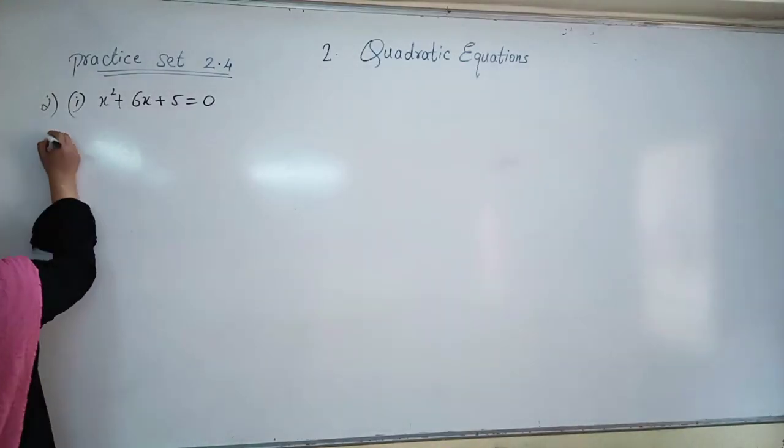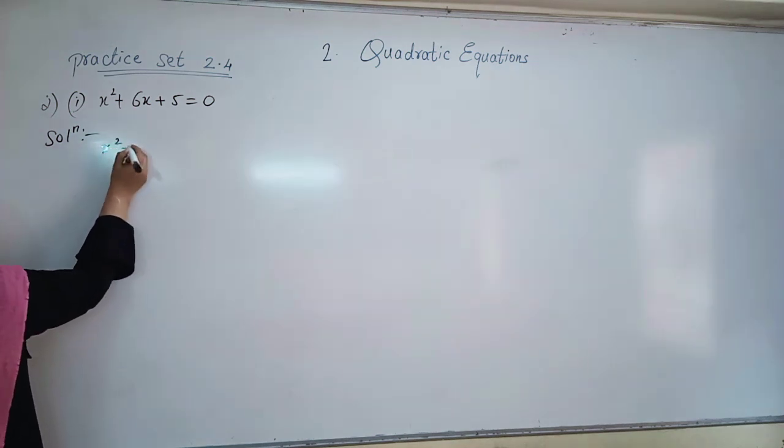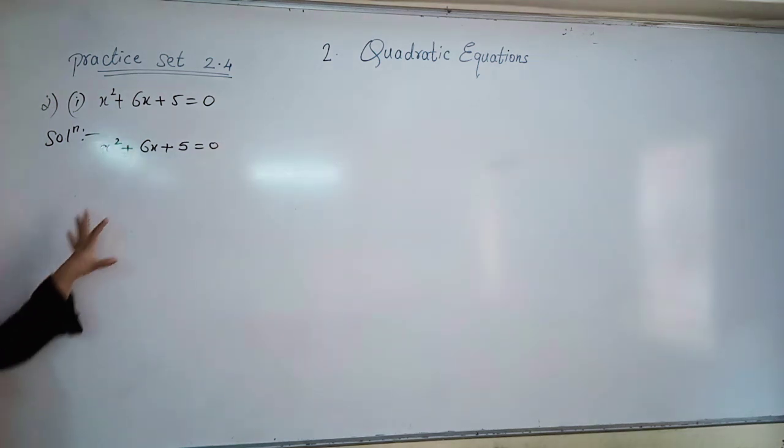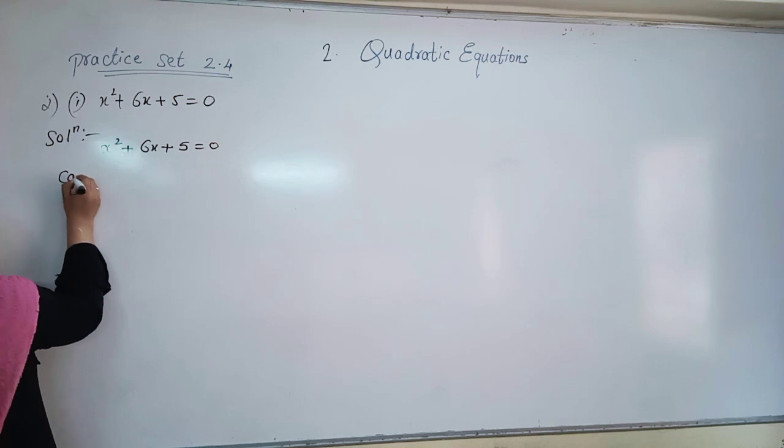Come on. Solution. What is the question given? x square plus 6x plus 5 equals 0. It is already in the standard form, student. Right? Come on. What are we going to write here?